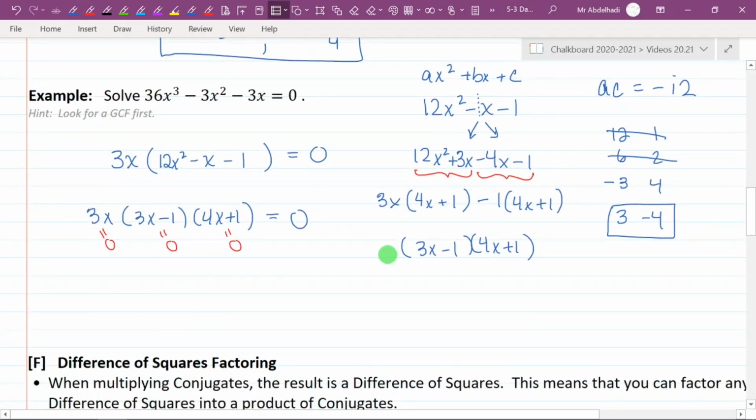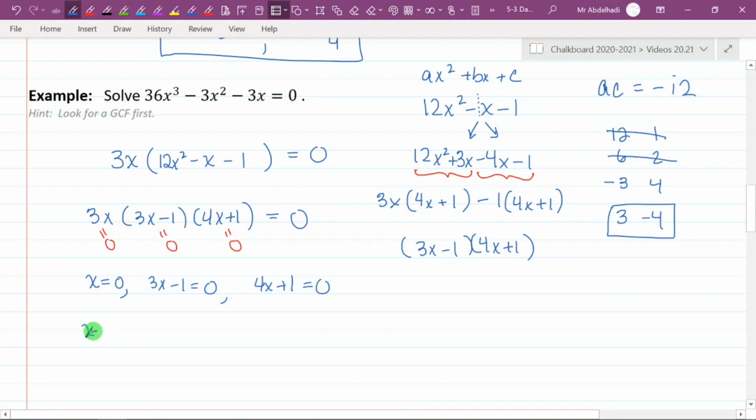Because if A times B times C, if 3 things multiplied equals 0, one of them, 2 of them, or all 3 of them have to equal 0. Now, next year in pre-calc, there will actually be cases where one is equal to 0, but one is not. But you'll worry about that later. Right now, we're just going to assume they're all equal to 0 and solve for all of them, and that's going to work fine. Okay, so 3x equals 0 means x equals 0. Here we have 3x minus 1 equals 0, so we'll have to solve that. And here we're going to have 4x plus 1 equals 0. We'll have to solve that.